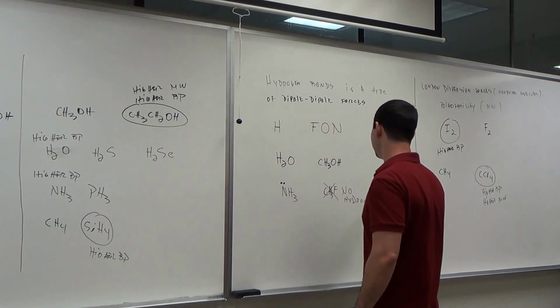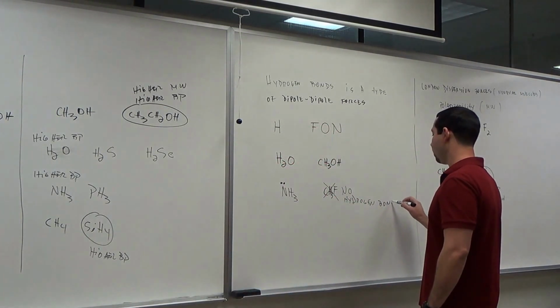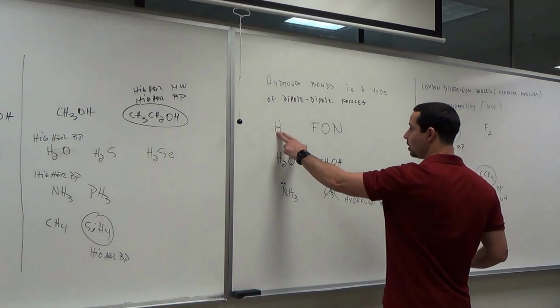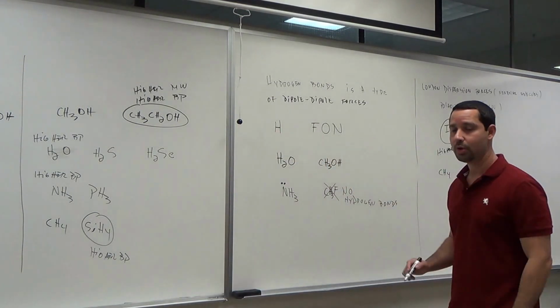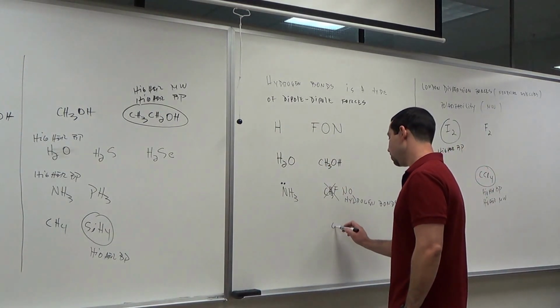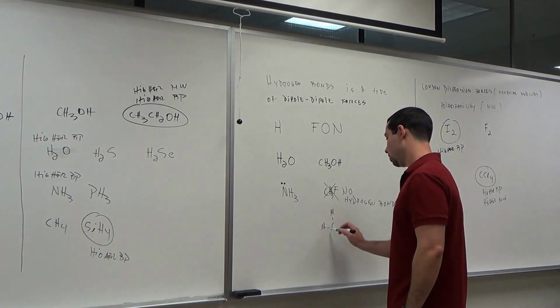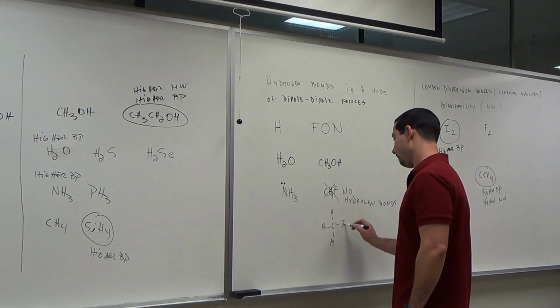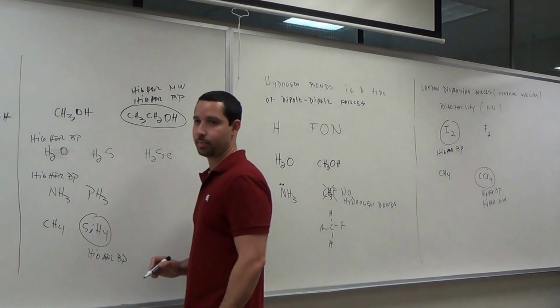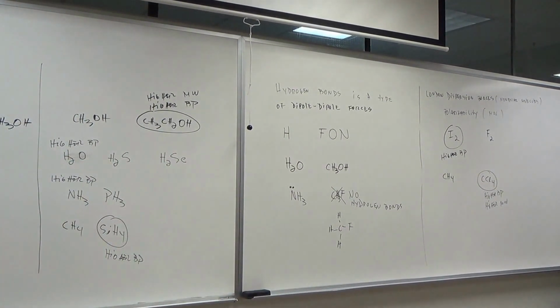It does not make hydrogen bonds because in order for you to make a hydrogen bond, the hydrogen needs to be directly attached to the fluorine. This is the structure, that's how that looks. The fluorine is attached to the carbon and the hydrogen is attached to the carbon. That does not make a hydrogen bond.